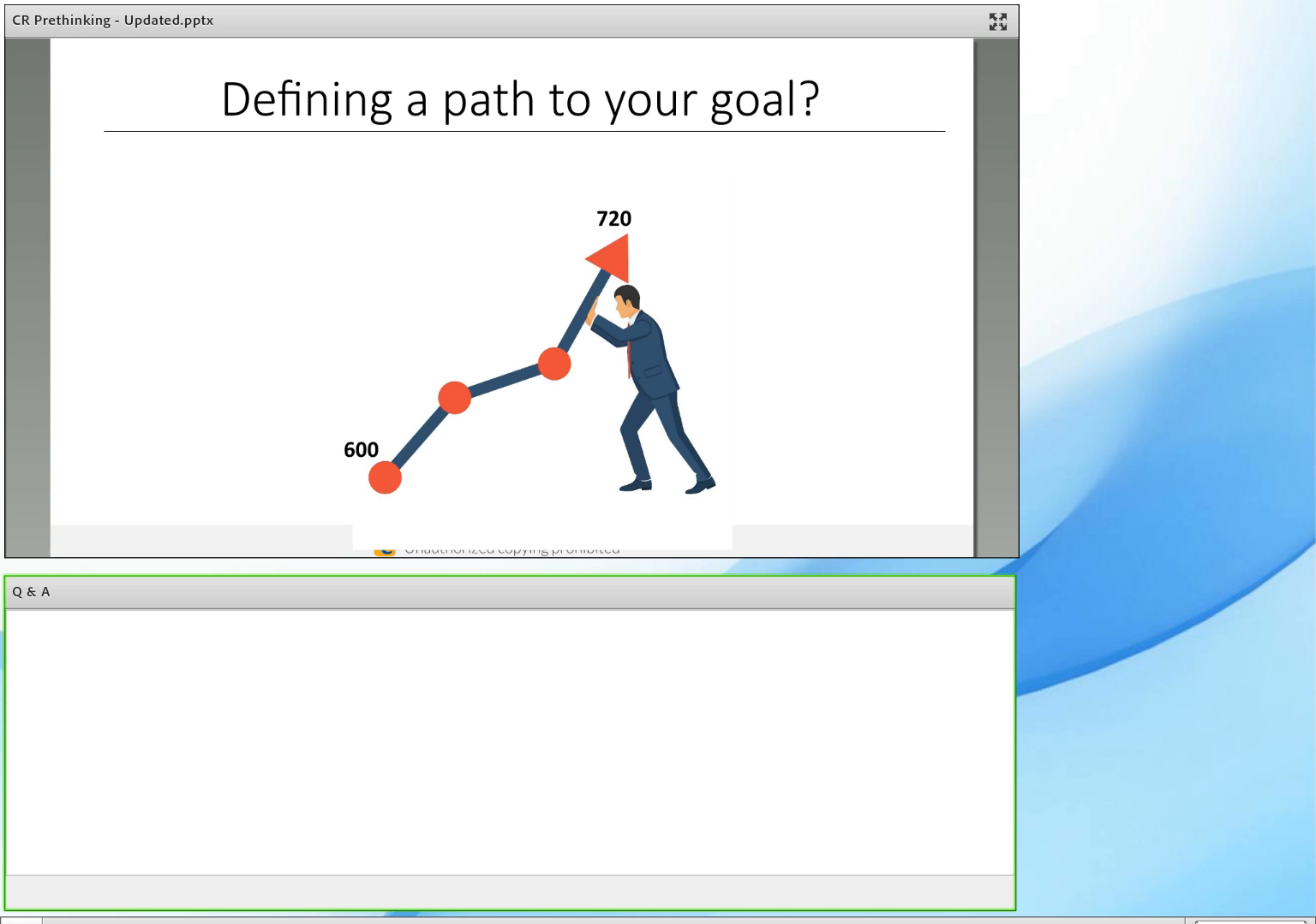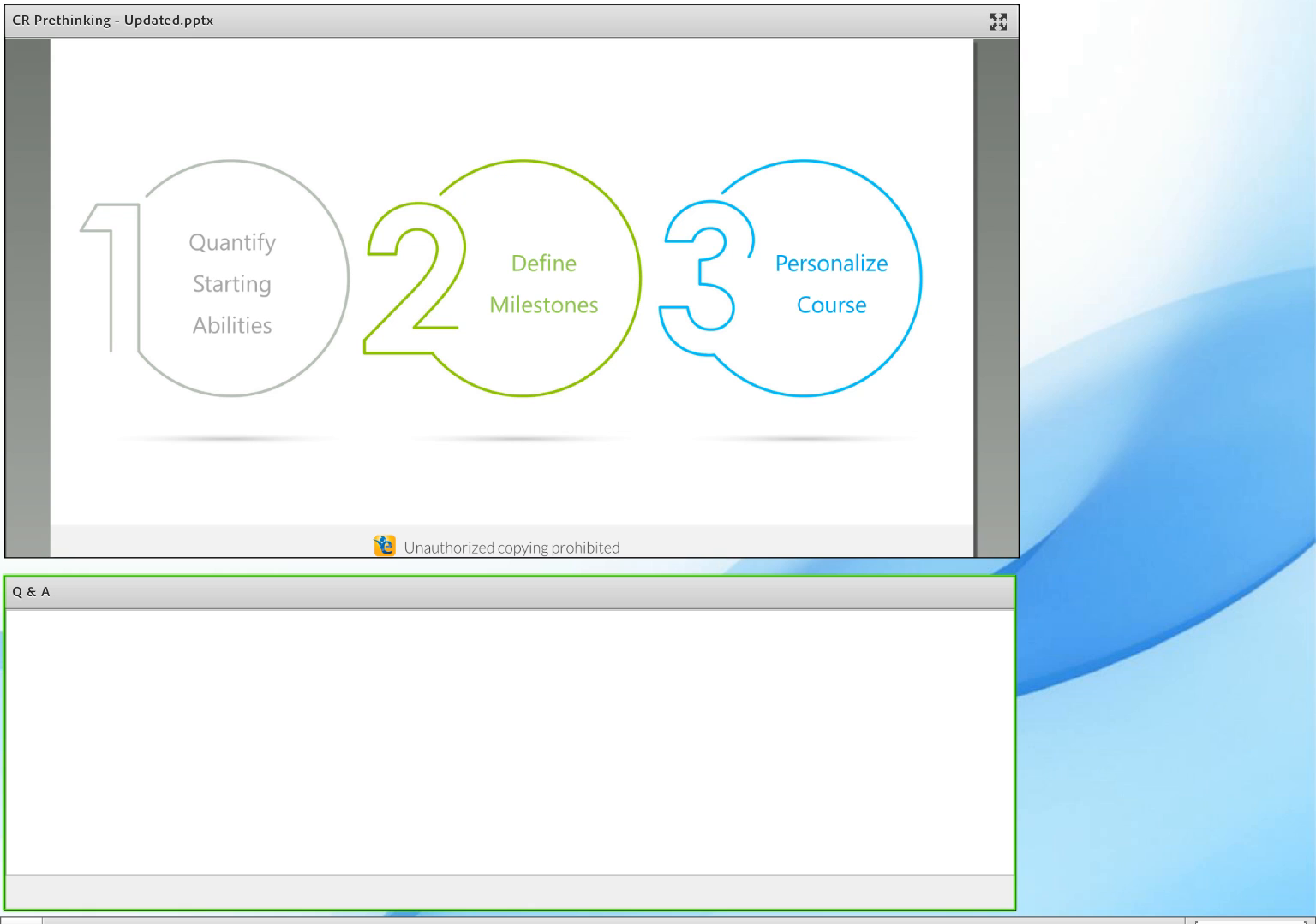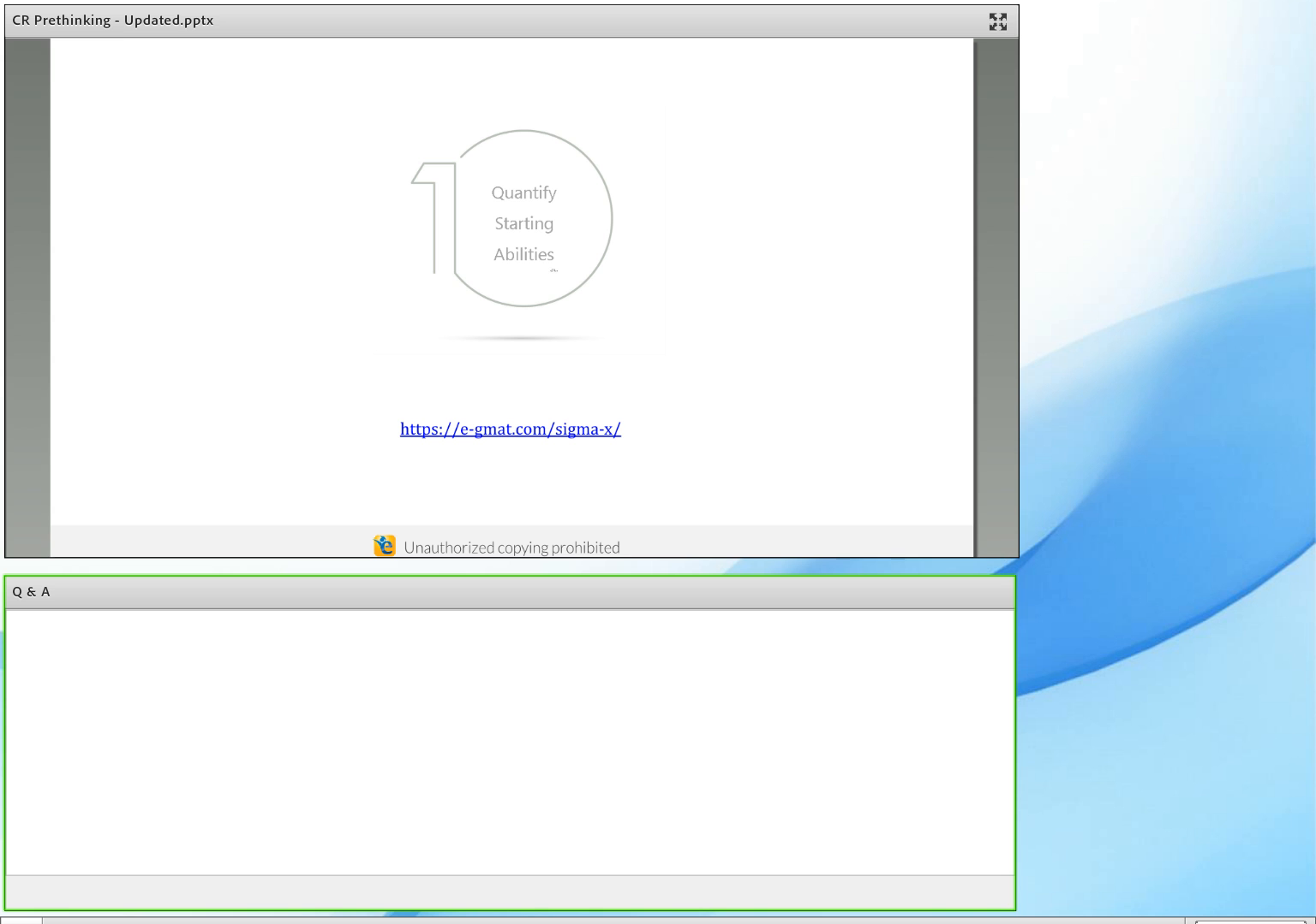If you were seeking a 200-point improvement, or if you were seeking to go towards a score of 750, the process would remain very similar. So remember, what is the first step? Define a path towards that goal. To do that, you've got to define your starting abilities in various subparts of quant and verbal, then define your target milestones in those subparts, and then you have to create what we call a learning path that's personalized to your strengths and weaknesses.